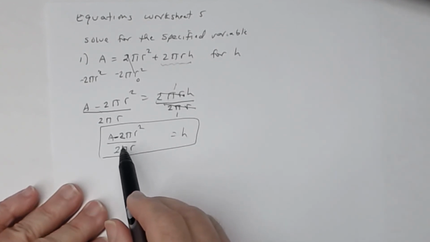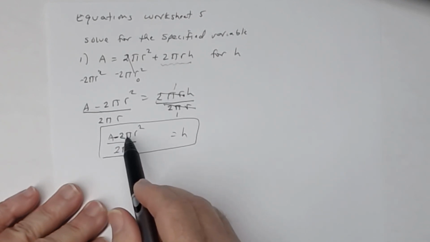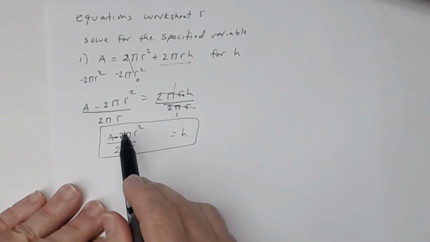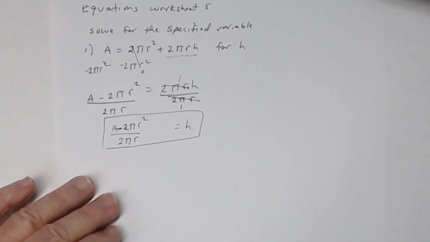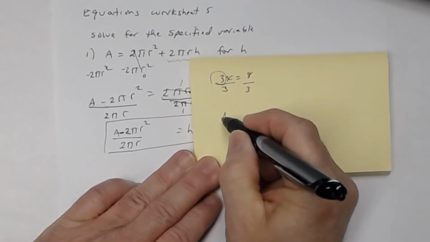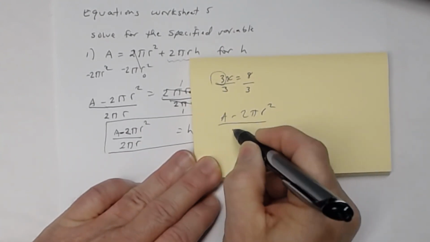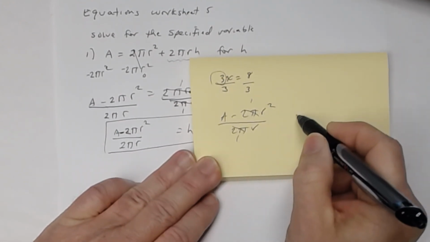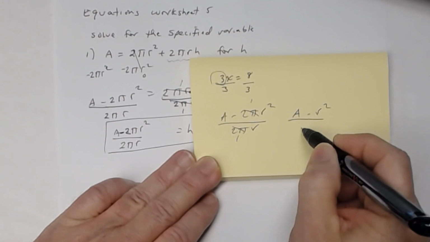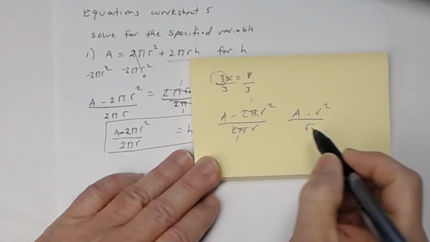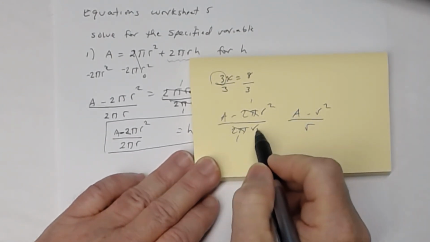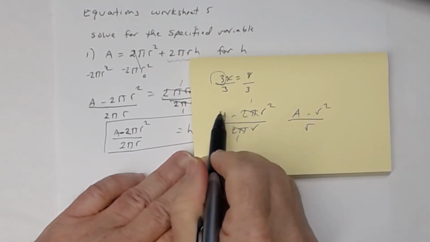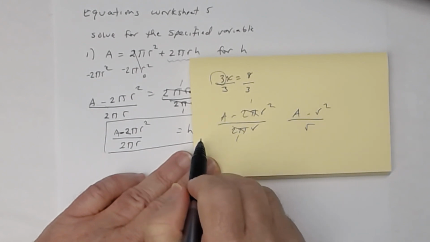You can't do that, because if you just cancel these right here, you forget about the fact that a is also being divided by 2 pi r. So when you cancel, it's no longer there. So if you do this right here, you're going to say it's a minus r squared divided by r, and that's not true, because a is also being divided by 2 pi r, and you forgot that there's no 2 pi here. All right, so be careful.